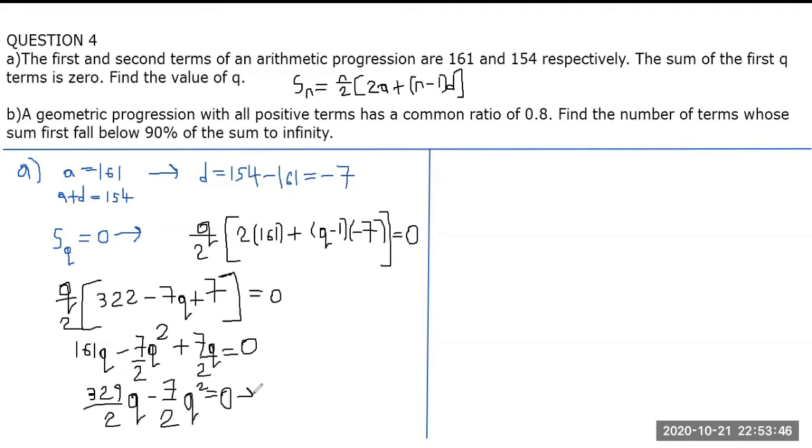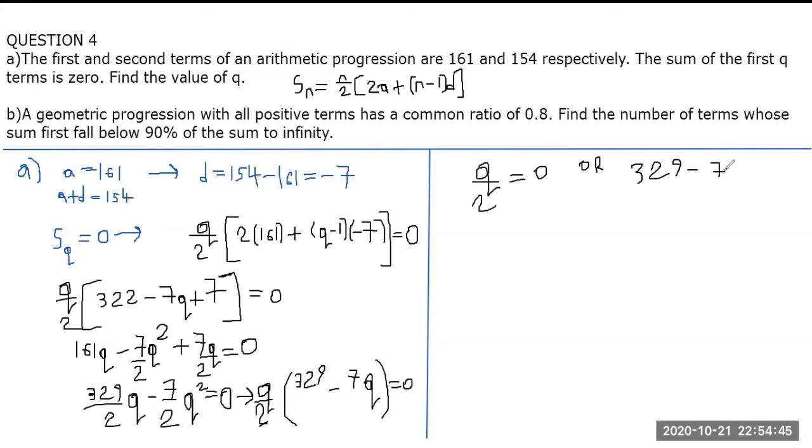And so what that is telling me is that if I were to factorize out q from both of them, then I'm getting 329 over 2 minus 7 over 2 times q, and that's equal to 0. I can also factor out q over 2. And so what we're getting then is actually 329 minus 7q equals 0. Now, from solving this equation, what we're pretty much solving is that q over 2 is equal to 0, or 329 minus 7q equals 0.